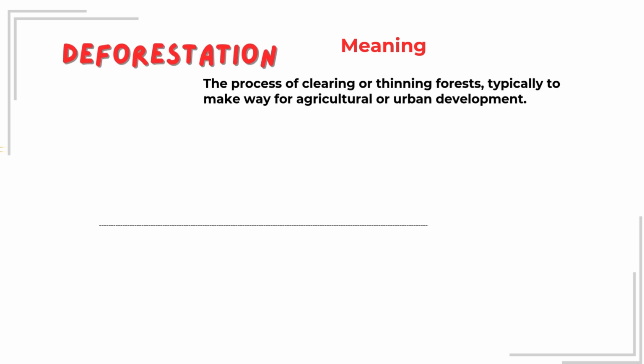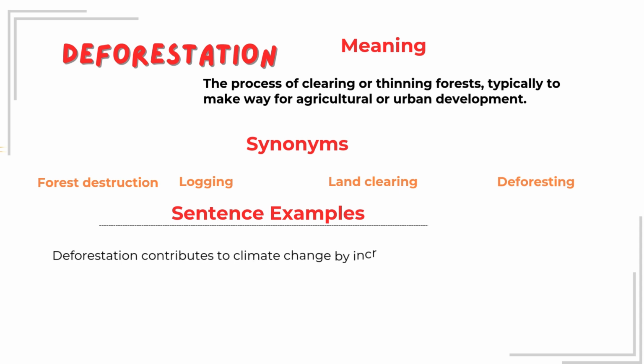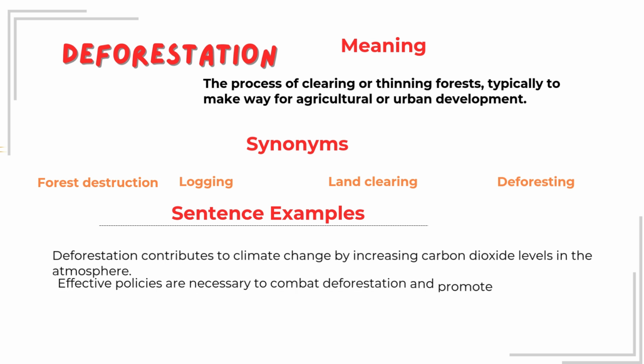Deforestation. The process of clearing or thinning forests, typically to make way for agricultural or urban development. Forest destruction. Logging. Land clearing. Deforesting. Deforestation contributes to climate change by increasing carbon dioxide levels in the atmosphere.